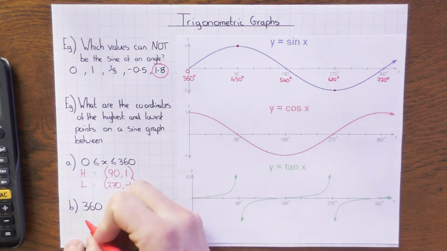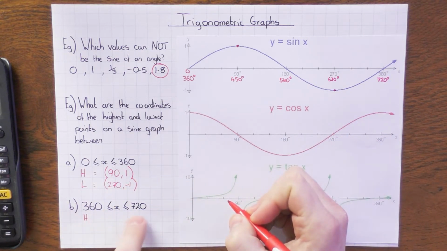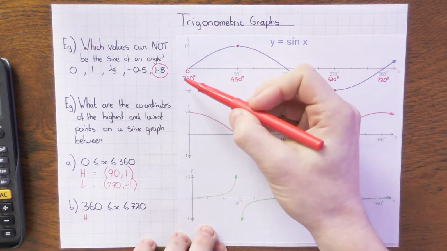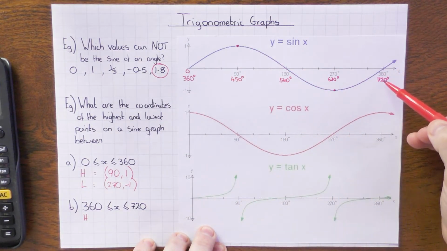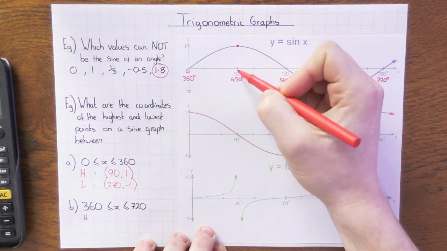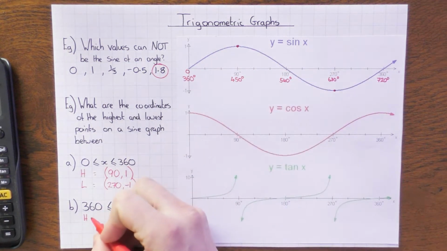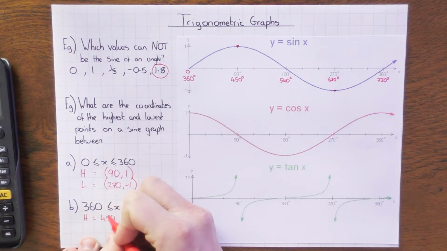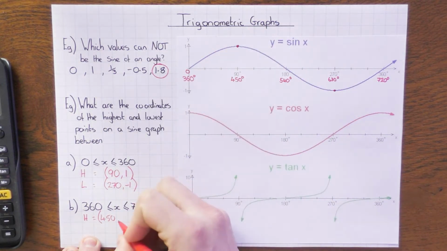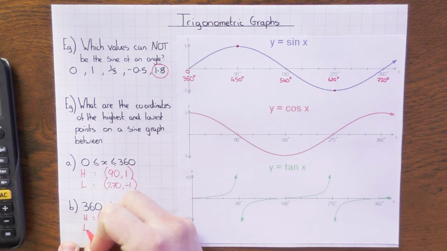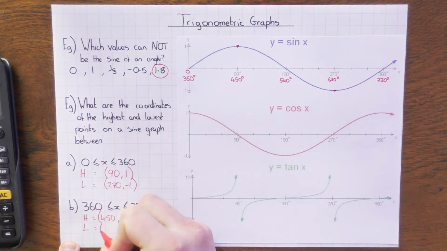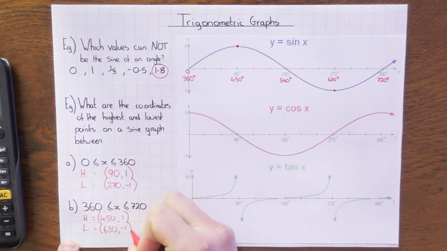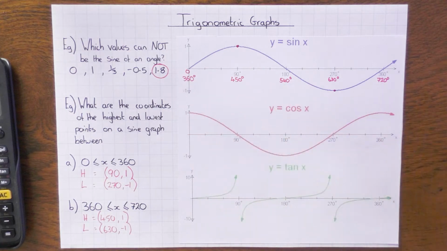So again, if I wanted the coordinates here of the highest point between 360 and 720, well, 360 starts from here and it goes all the way to 720. So the highest point would be 450 is my x coordinate, and the y coordinate would still be 1 because obviously 1 would still be the highest, and the lowest would be 630. And again, lowest there would be -1. So you could do it that way to save having to draw it and find out exactly where it would be. Just write the scale out, repeating it.